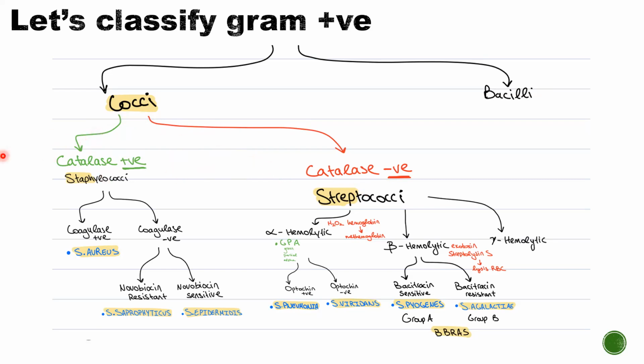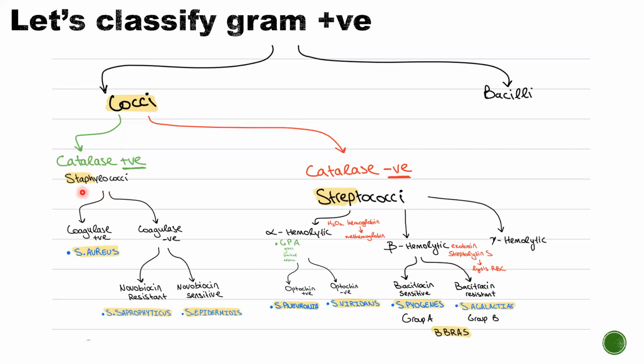So it's the catalase test, okay? If it's catalase positive, it means we're dealing with staph. If you have catalase negative, it means you're dealing with strep, okay? So this is how we differentiate between staph and strep. Now, I'm going to be focusing on staph for now, then we'll move on to strep.